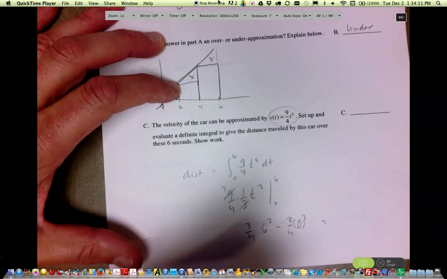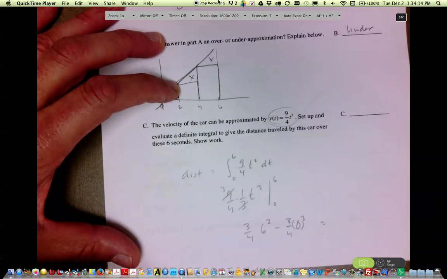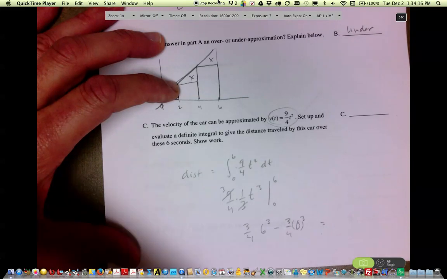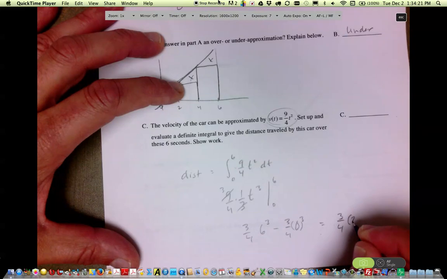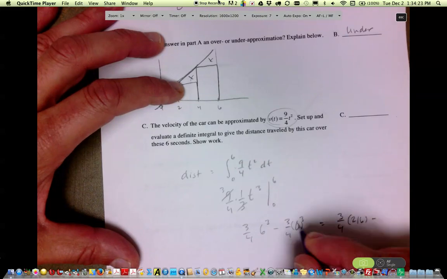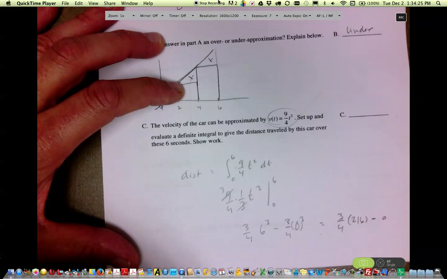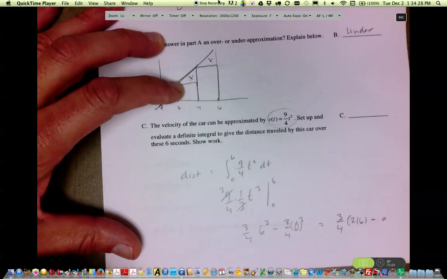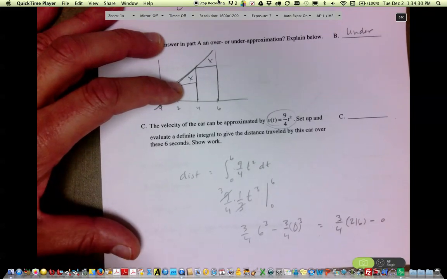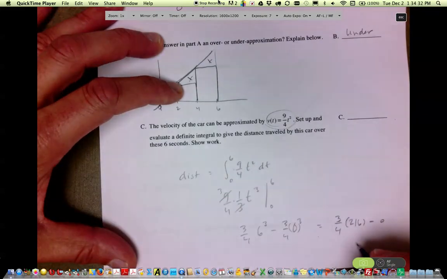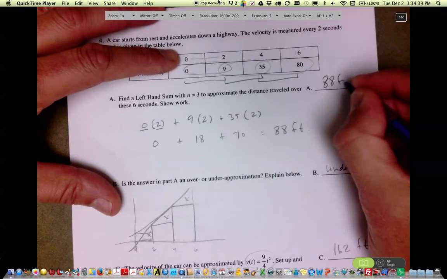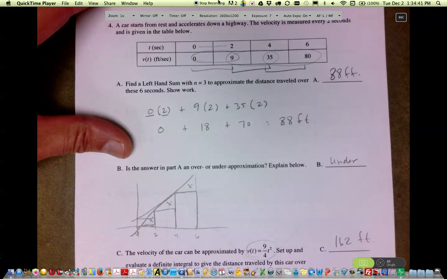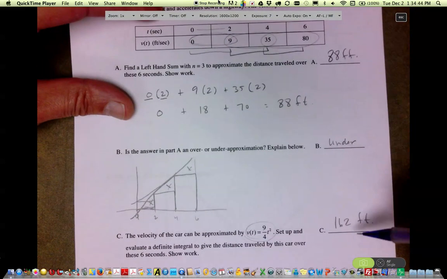And when we do that, 6 to the third is 216, so 3/4 times 216, and then this is just going to be 0. So if I take 216 and multiply by 3/4, we're going to end up getting 162. So 162, and again, this would be feet. Our approximation up here was 88 feet. Our actual number was 162 feet. We're off by quite a bit here.